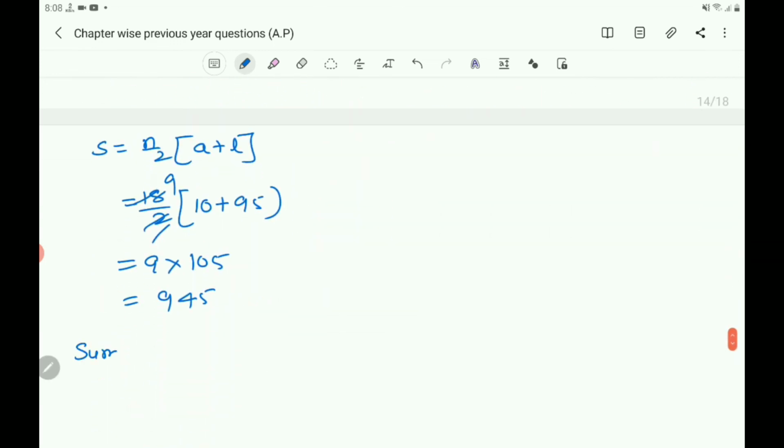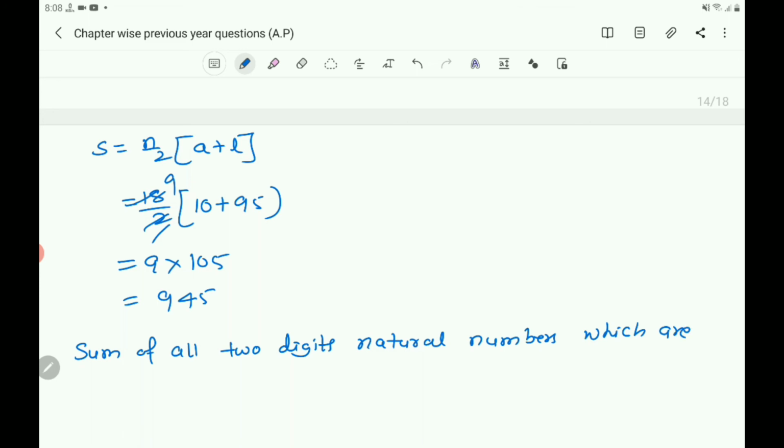So write: sum of all 2-digit natural numbers which are divisible by 5 is 945. The sum of all 2-digit natural numbers which are divisible by 5 is 945. The sum is 945.